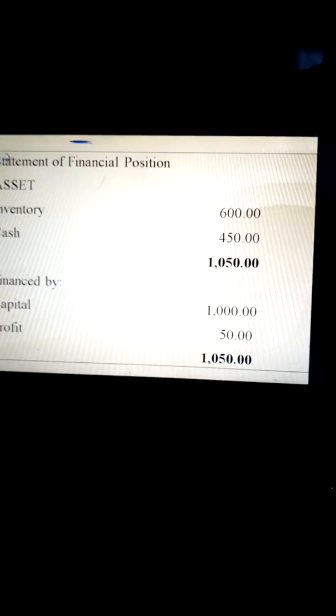Liability is 0. So it does not have any obligation to pay anybody on a later date in any way. So asset is equal to capital.